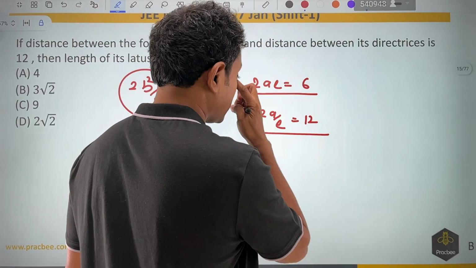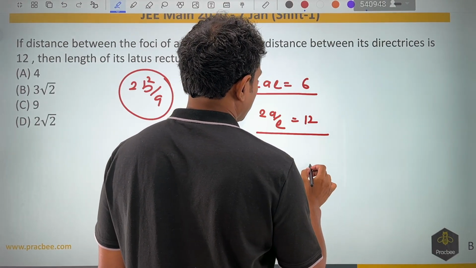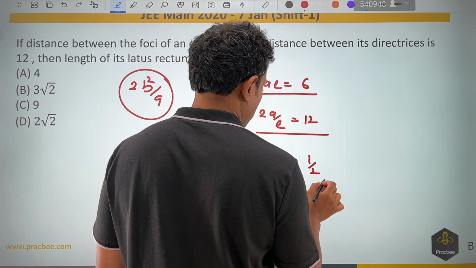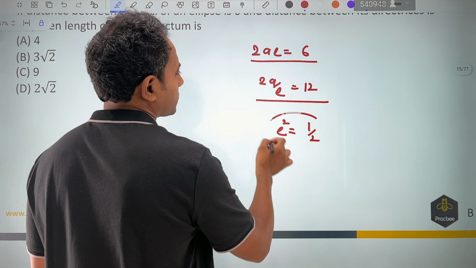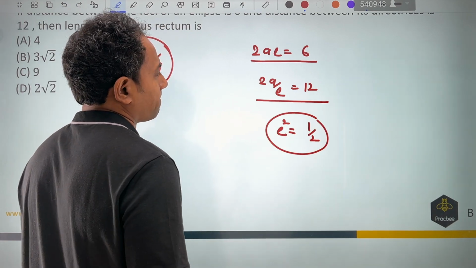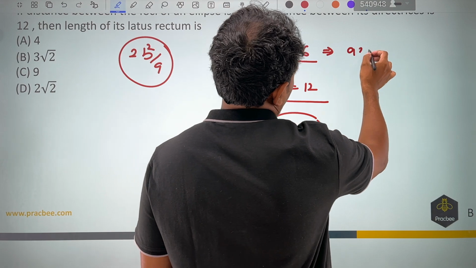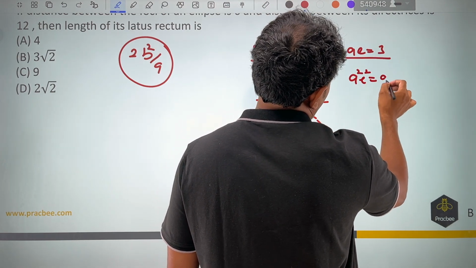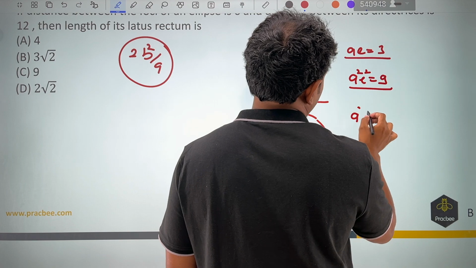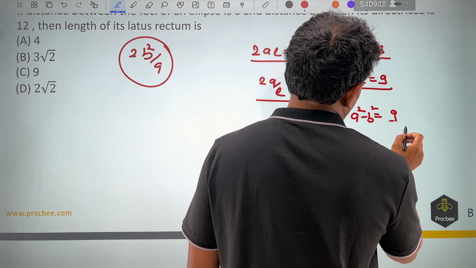If I just divide it, I will be able to get the value of e square. And that would be nothing but 1 by 2. And from here, this is the first very important idea. If I do the second part, from here if I square this up, so ae will be equal to 3. So a square e square will be equal to 9. This can be written as a square minus b square. This comes out to be nothing but 9.